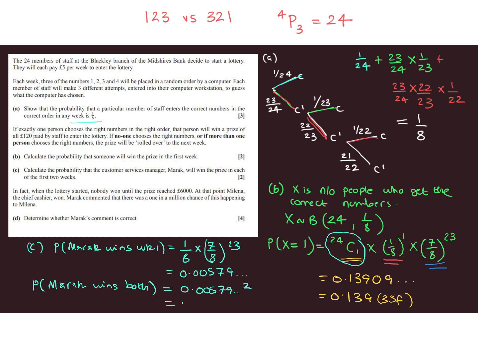So that's a very small probability, 0.0003358... So that would be 0.0000336 to 3 significant figures.